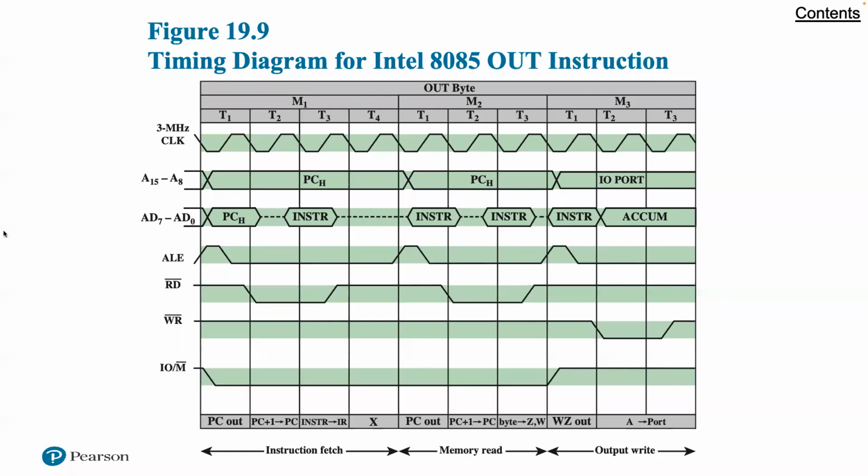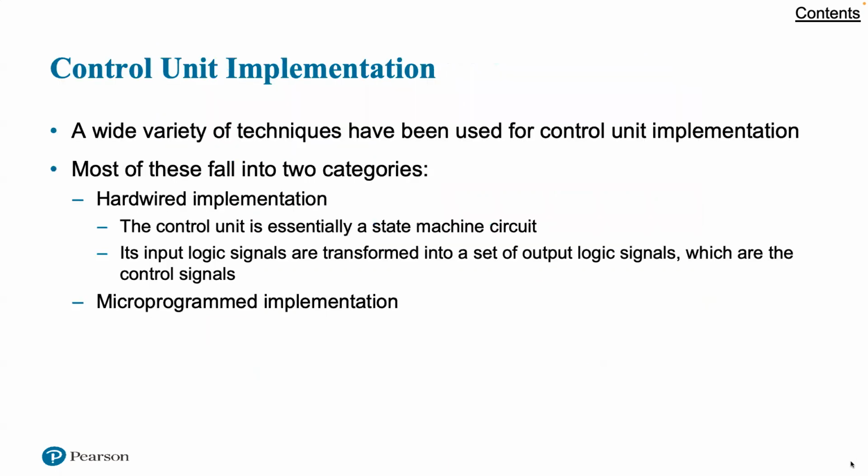Well, we haven't talked about this type of timing diagram before, but hopefully you're seeing it here. First, we have the instruction fetch, the memory read, and the output write. And so it's divided up into those three things as we talked about, M1, M2, and M3. So you can pause the video and look over that a little bit longer if you would like.